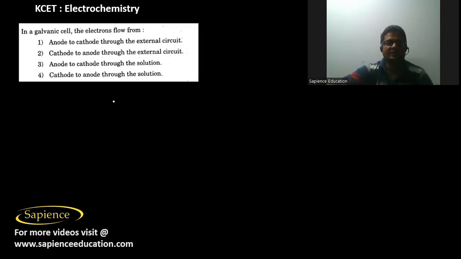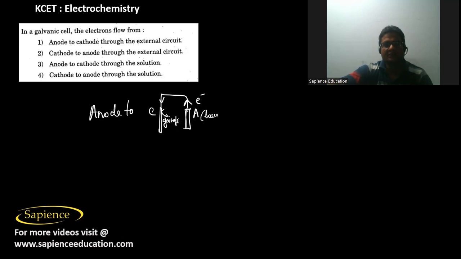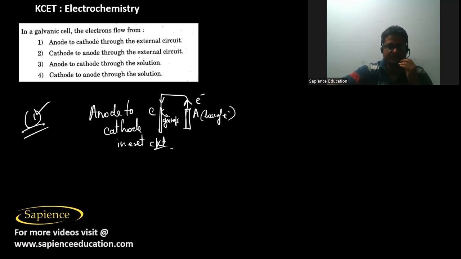Then it is told in a galvanic cell, the electrons flow from anode to the cathode in the external circuit. Since at the anode there is loss of electrons, the electrons will move from the anode to the cathode. At the cathode there is gain of electrons and at the anode there is loss of electrons. So in the external circuit, the electrons will move from anode to the cathode. So option 1 is the correct answer.